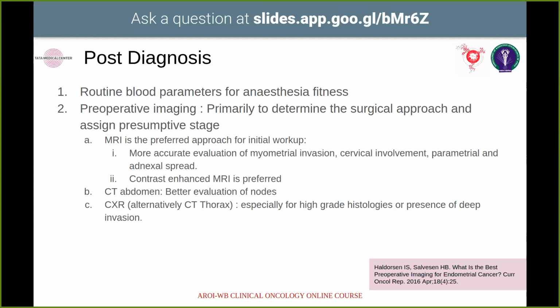CT abdomen is considered to be better for evaluation of nodes, but with more advanced MRI techniques being available, oftentimes an MRI of the whole abdomen may give you the information in one go. A chest X-ray would usually be considered, especially when you have got a low-grade endometrial adenocarcinoma, although the risk of metastasis is quite low. CT thorax is preferred in presence of high-grade histologies or if your MRI shows deep myometrial invasion.